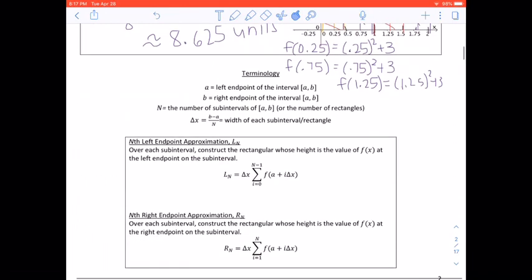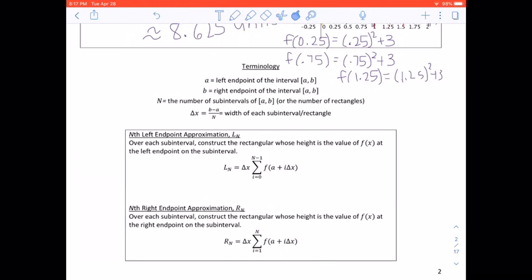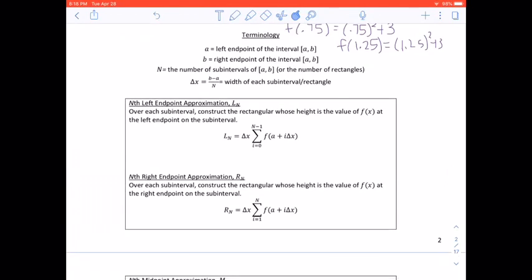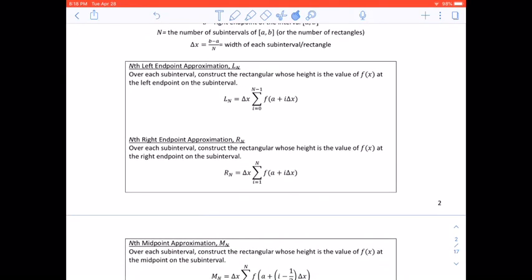So terminology, we have a is the left endpoint of the interval, b is the right endpoint of the interval, capital N is the number of subintervals that we have, and delta x is subtracting those two, your upper bound minus your lower bound, and dividing by the number of intervals that you would like to have, or the number of rectangles. So we have, by definition, we worked these all out.